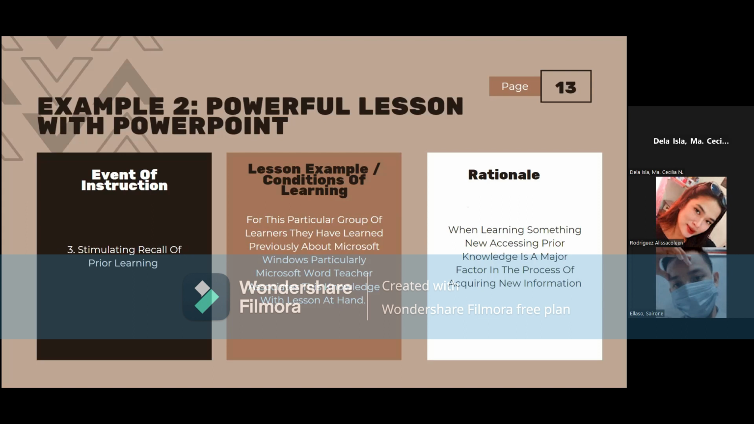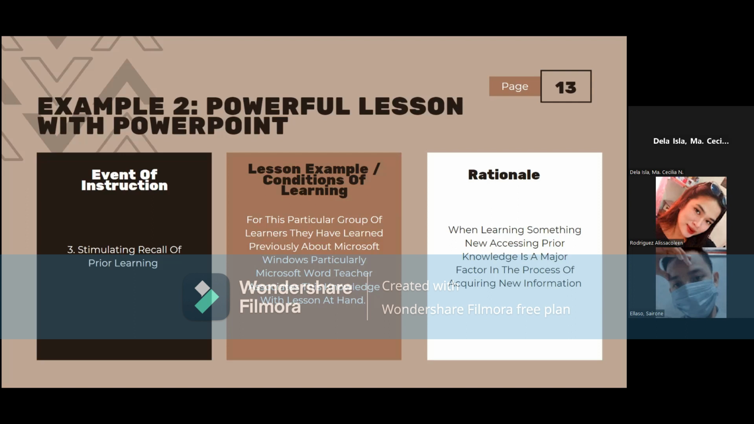For this particular group of learners, they have learned previously about Microsoft Windows particularly Microsoft Word. Teacher associates knowledge with lesson at hand. Parang kahapon, ang pinag-aralan natin is Microsoft Word, but today we will proceed in a PowerPoint presentation. Parang gano'n yung progress. Yung ire-recall muna and then tsaka tayo papakilala sa mga estudyante ng panibagong topic para hindi sila ma-bombard ng information.